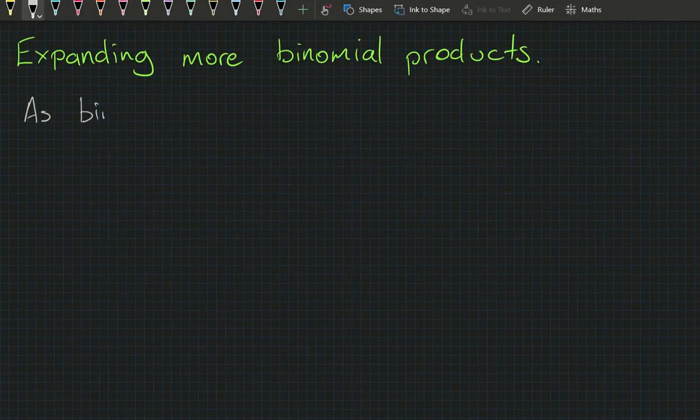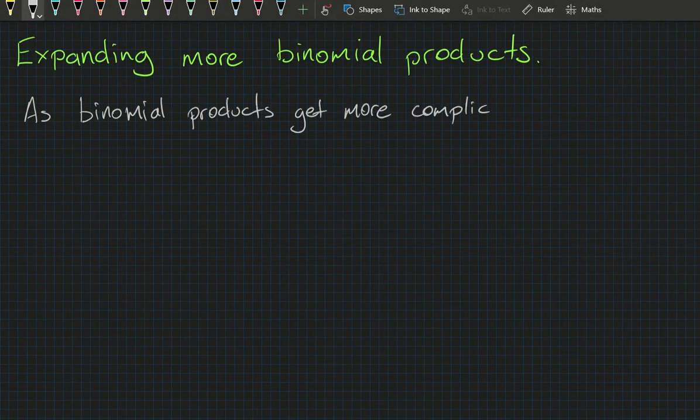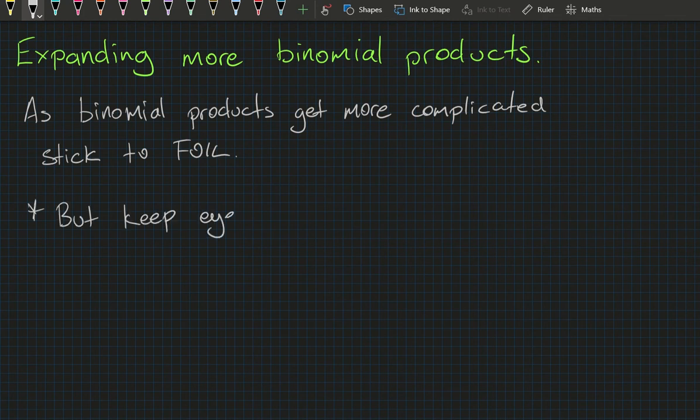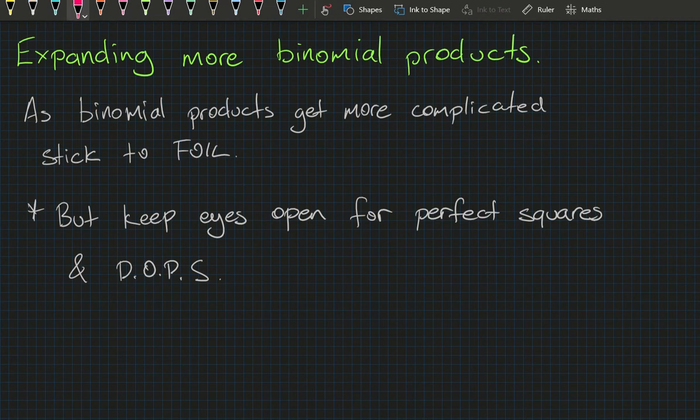So as the binomial products get more complicated, make sure you stick to FOIL. But don't forget to keep your eyes open for perfect squares and difference of perfect squares. All right, let's move straight into example 3, where we're going to expand the following expressions.